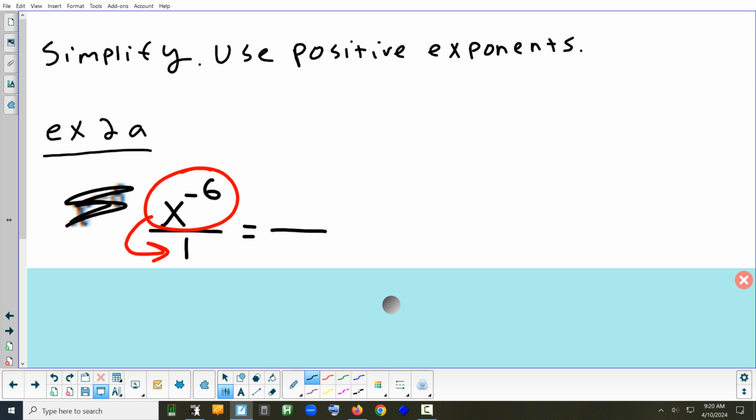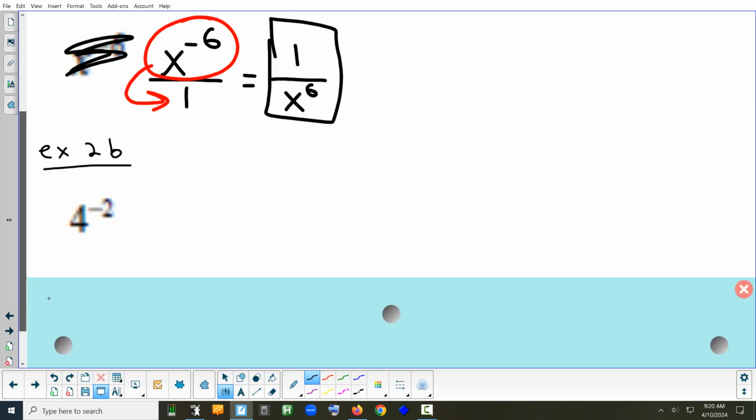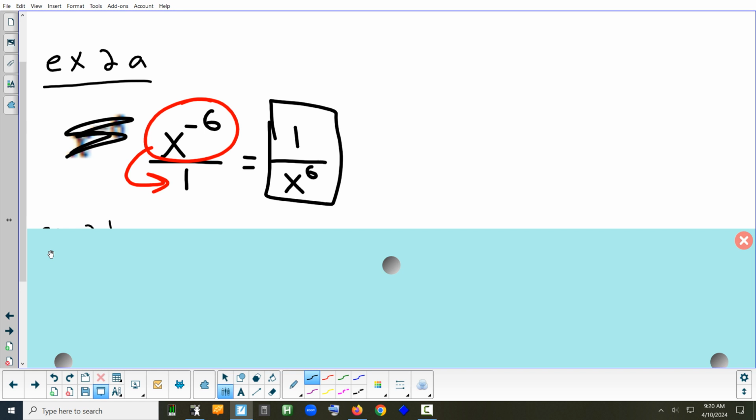So if there's nothing there, you need to just put a 1. Okay, what was already in the bottom? 1. We really don't need to put the 1 in the bottom because we're going to have something else next to it in a second. What's going to be next to it in the bottom? X to the power of 6. And yes, there is an invisible 1 in front of that x if you want to put it, but you don't need to. So that's 1 over x to the 6th. Okay, any question on that one? That's 1 over x to the 6th.